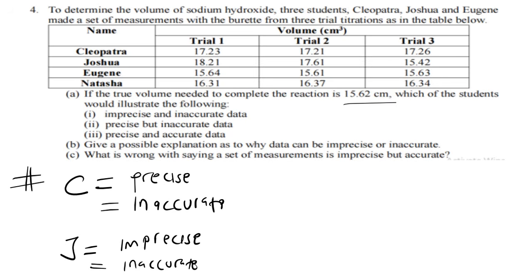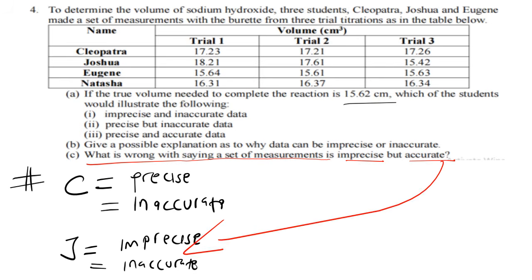Now let me just even comment on this one. The second question B is asking us, give a possible explanation as to why data can be imprecise or inaccurate. No, not this one, but the last one. What is wrong with saying a set of measurements is imprecise but accurate? So we're going to consider this one when we start talking about that.